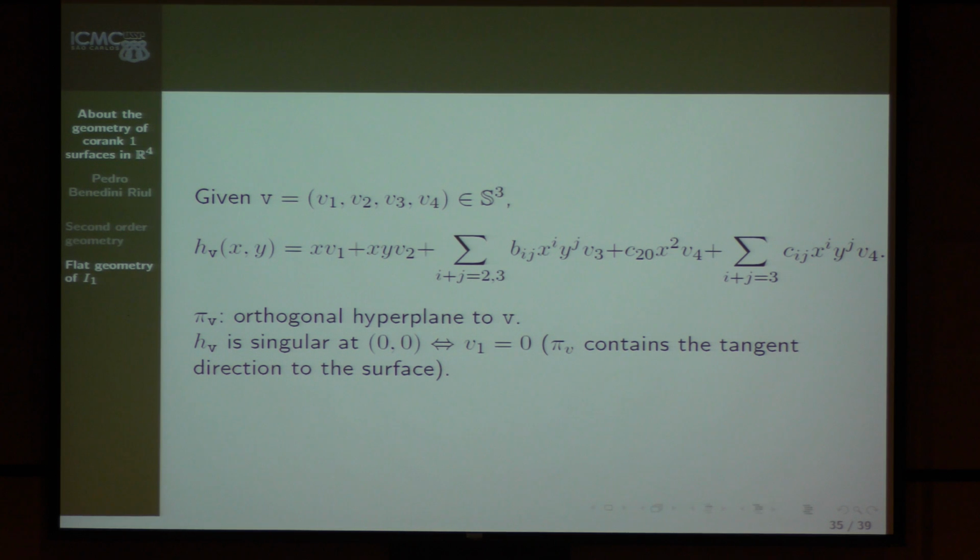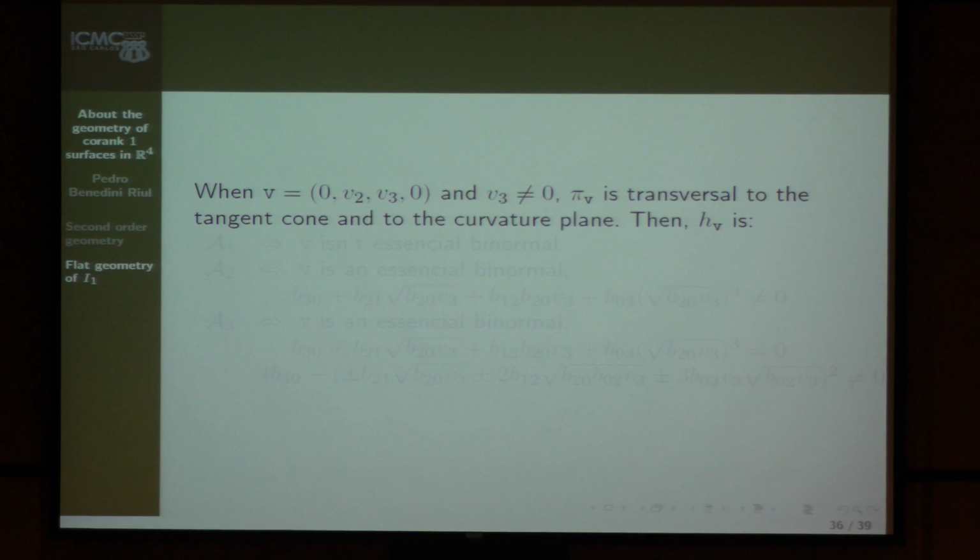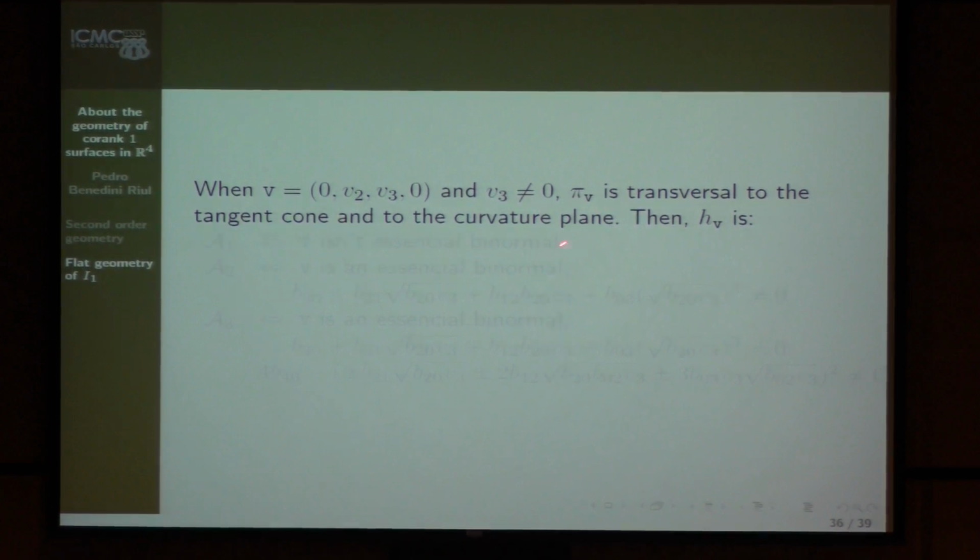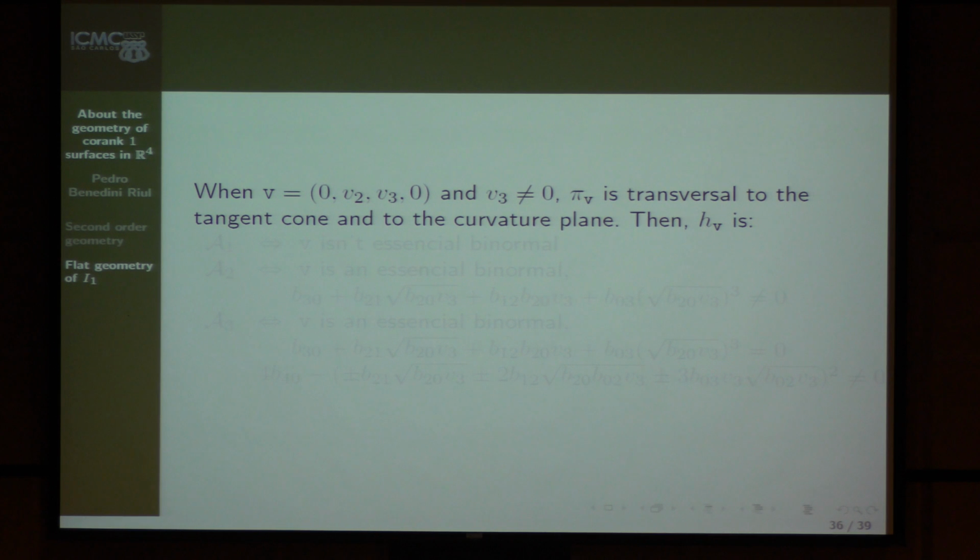And these possibilities will give us conditions over the coefficients of the generic normal form for each possible singularity of the height function. In the sense, for example, if v is this vector, the hyperplane π_v is transversal to the tangent cone and to the curvature plane. And the height function will have singularity of type A1 if and only if v isn't an essential binormal direction. It means that the hyperplane π_v is not the osculating hyperplane.